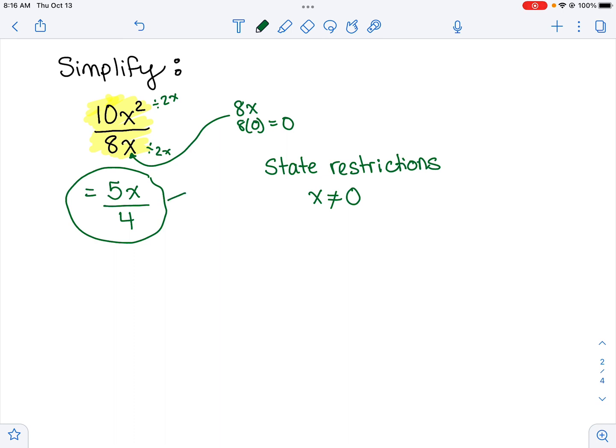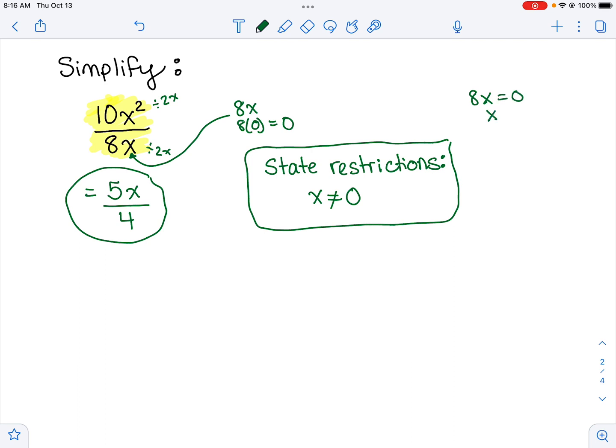So even though this guy doesn't have an x in the denominator, it once did. So we have to do this every time we simplify expressions with variables. We have to state restrictions. And to state the restrictions, we just set the denominator equal to 0 and then solve for x. And then that becomes our restriction.